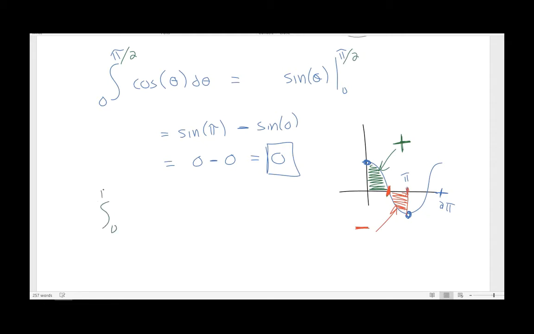So the integral from 0 to pi over 2 of cosine theta d theta is just going to be sine of pi over 2 minus sine of 0. Now, look on a unit circle, or maybe I've memorized those values. Sine of pi over 2 is 1, sine of 0 is 0. So the area of that green shaded region is just 1. So the area of the red shaded region is -1. And when I add those two areas together, we're getting an area of 0.